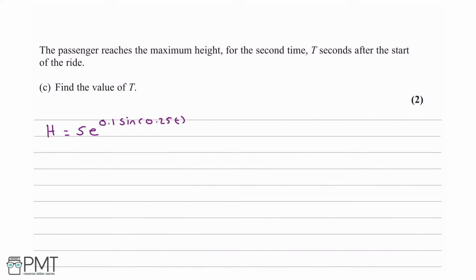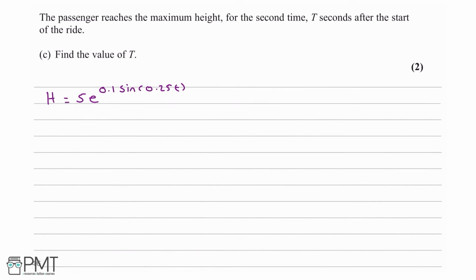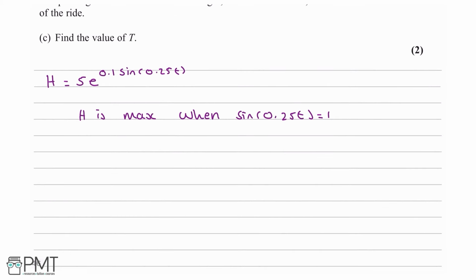We are told a passenger reaches the maximum height for the second time t seconds after the start of the ride. Part E is asking us to find the value of t, for 2 marks. So from before, we know that h is max when sine of 0.25t equals 1. So what we need to do is find the values of t for which sine of 0.25t is 1.